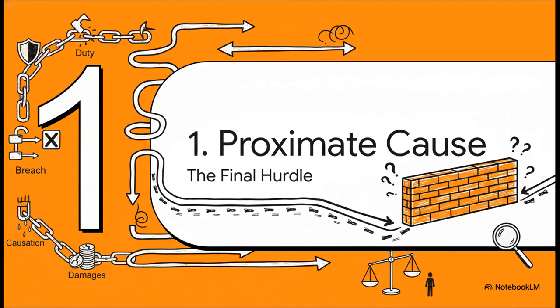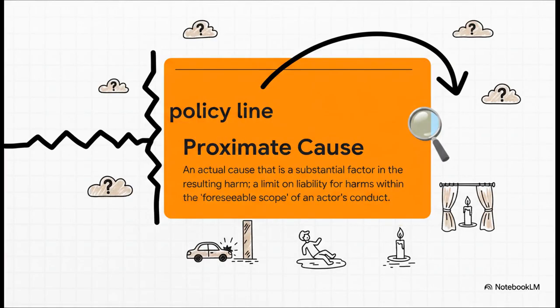Proximate cause. Now, you remember the 4 elements of negligence, right? Duty, breach, causation, and damages. Well, that causation piece, it's actually got 2 parts. After a plaintiff proves the defendant was the cause in fact, the but-for cause, they hit this final and honestly much tougher hurdle, proximate cause. So what is it really?